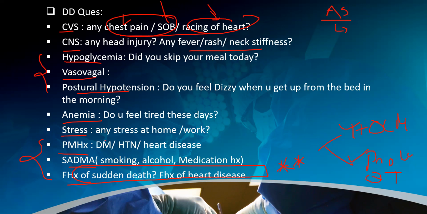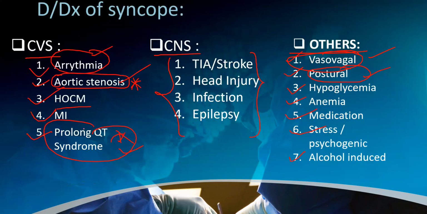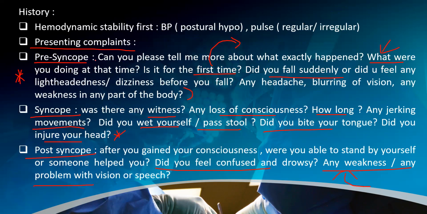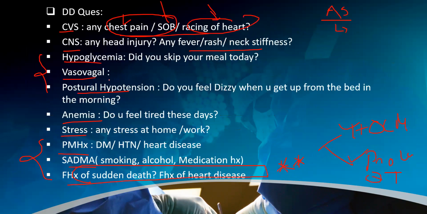Now, that's your history. If we give a summary: in history, you start with introduction, reassurance, and then make sure the patient is vitally stable. Then ask the open-ended question, starting with pre-syncope, syncope, post-syncope questions, followed by differential diagnosis: CNS, CVS, hypoglycemia, vasovagal, postural hypotension, anemia, stress, followed by past medical history, SADMA, and family history. You just need to keep it in your head that this is exactly how I'm going to ask questions in any syncope question. That's the particular format I will always use.